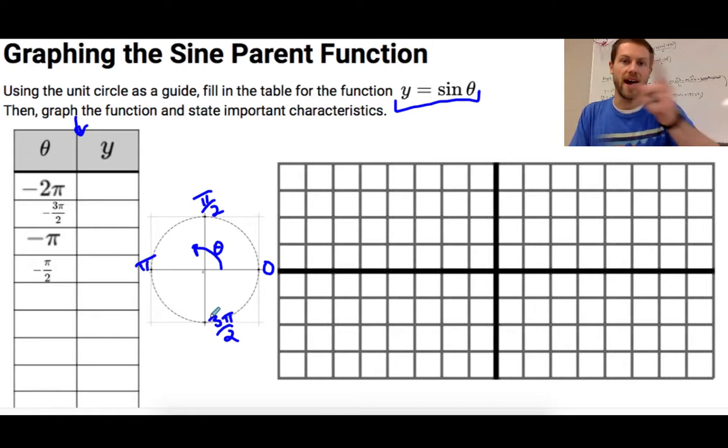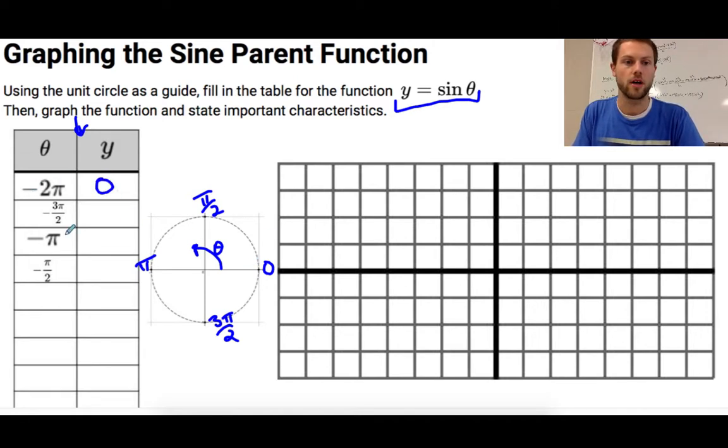Let's think about if I were to back this up, wind it the other way, and if I were to look for the angle negative 2 pi, what would that y value be in my graph? Or what would the value be of the sine of negative 2 pi? So I'm looking for the y value in my unit circle. So if I wind this back a full rotation, that's negative 2 pi, and the y value of this coordinate is 0. So the sine of negative 2 pi is 0.